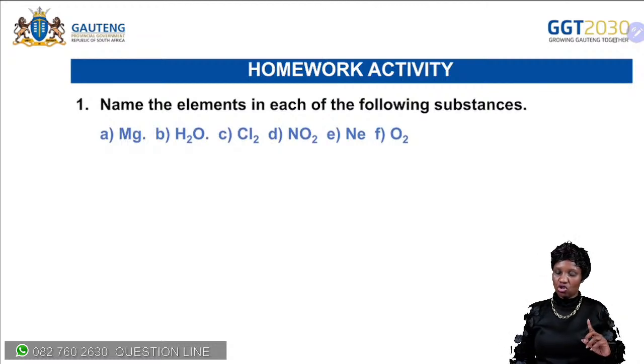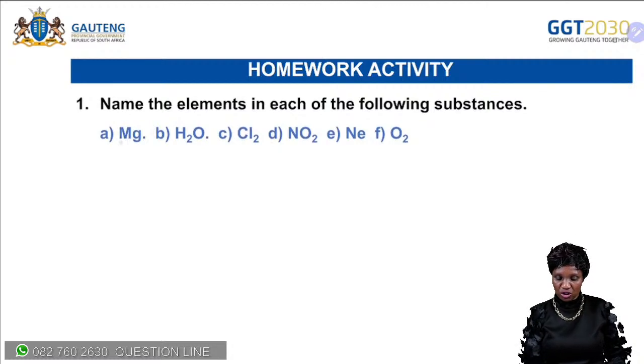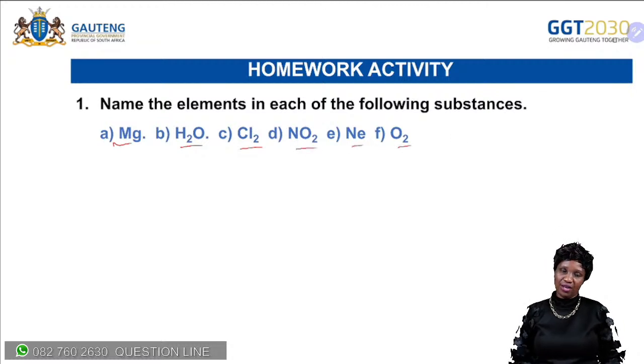The first question will be using a periodic table of elements to answer these questions. Name the elements in each of the following substances. We've got A, Mg, B, H2O, then Cl2, NO2, Ne, and O2. All right. These are the chemical symbols.